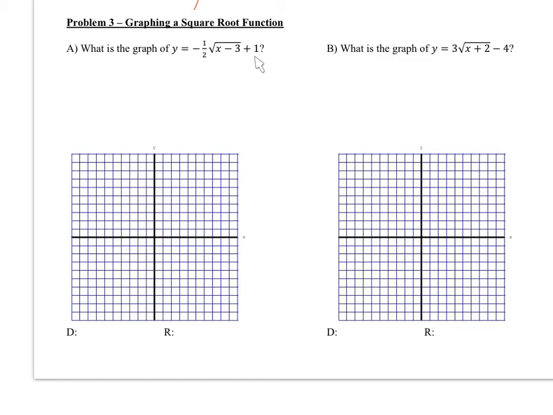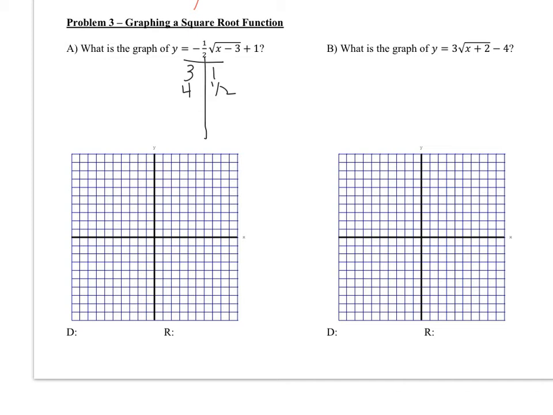So this is where I'm going to focus first. Right 2, up 1. So I make my table. Right 2, or 3, sorry. Right 3, and then up 1. Now again, when I'm picking my numbers, I want to pick numbers that will make it easiest to take the square root in my head. So I know 4 minus 3 would give me 1. The square root of 1 is 1. 1 times negative 1/2 is negative 1/2, plus 1 would give me a positive 1/2.